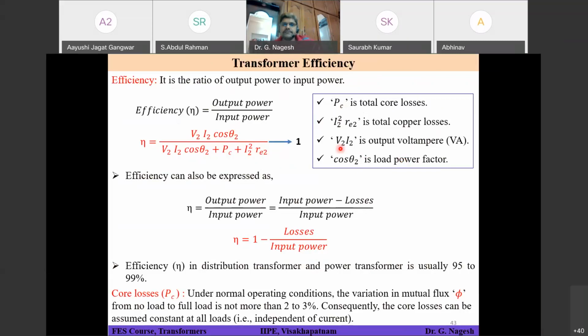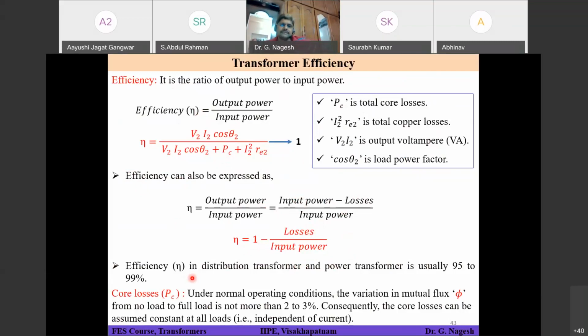Right. So this is a general formula given at any load, not at full load, not at rated current. V2 into I2 is the output volt amperes, and cos theta 2 is the load power factor angle. So efficiency can also be expressed as output by input, or input minus loss divided by input. That's the same formula we are expressing in different ways. Finally, efficiency is 1 minus losses divided by input. You can use either this formula or this formula, whatever it may be.